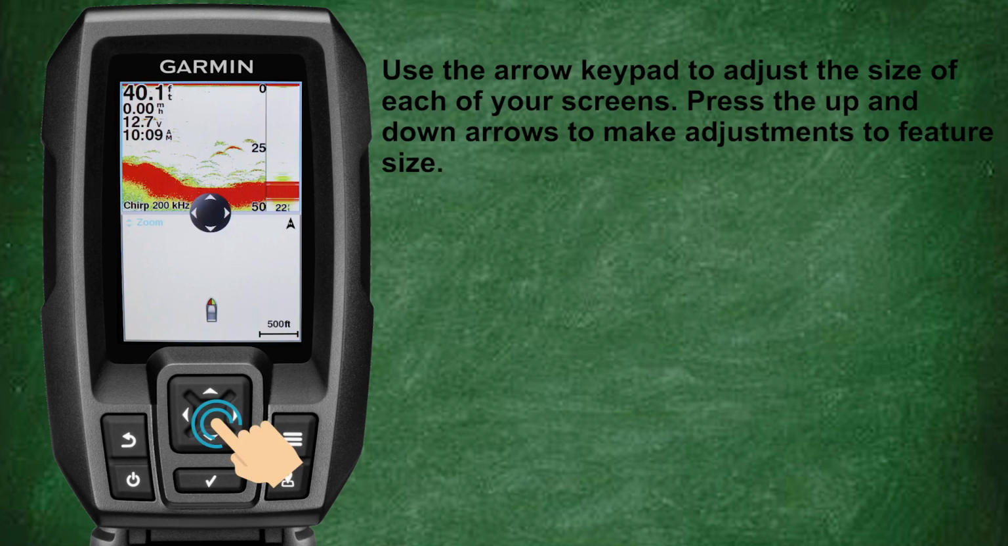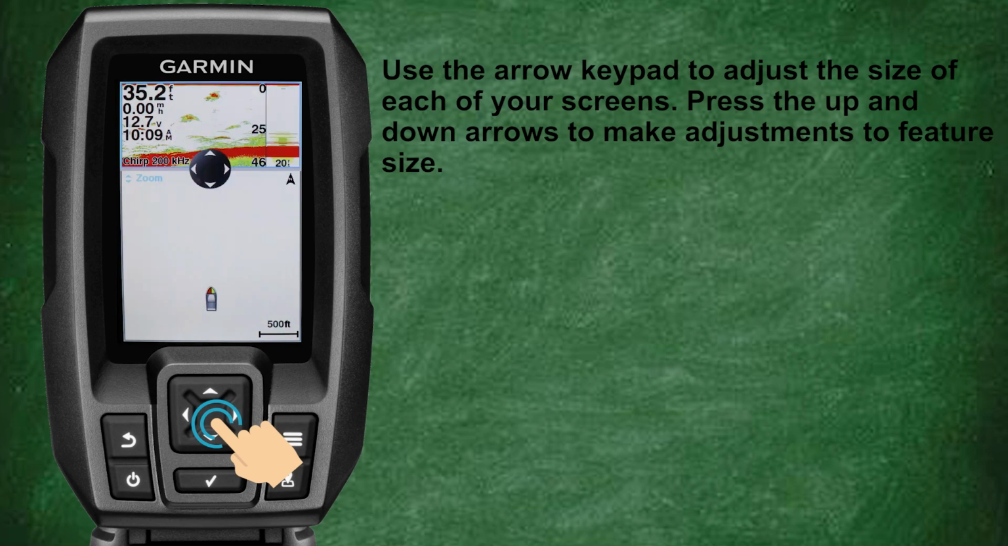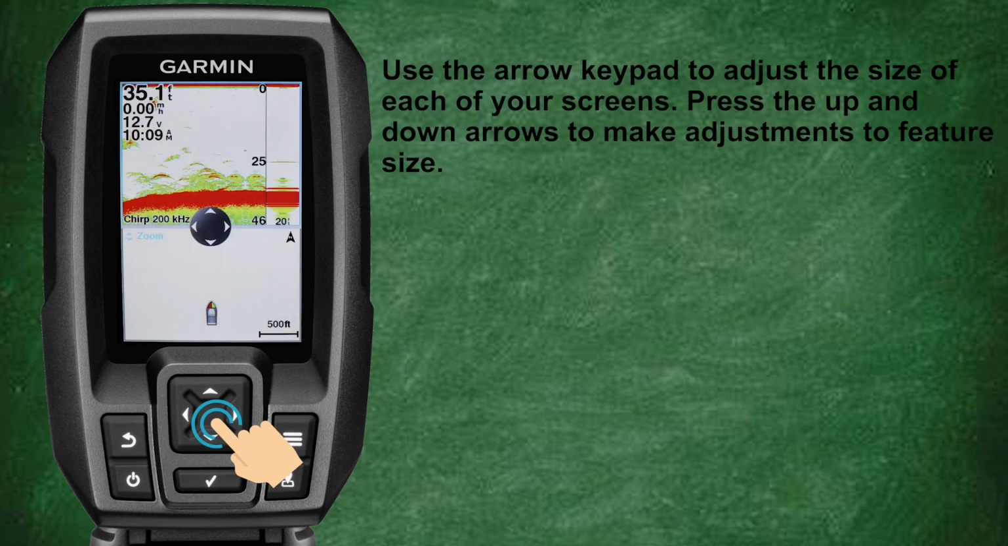Next, our combo screen is going to pop up and you'll see the arrow keypad in the middle of the screen. This is where you can move the center line to adjust either how big or small each of your two screens will be. We can make our sonar screen larger or smaller by using the up and down arrows on the arrow keypad. Now for this example, we're going to split the screen at about the halfway point between the sonar and waypoint maps.